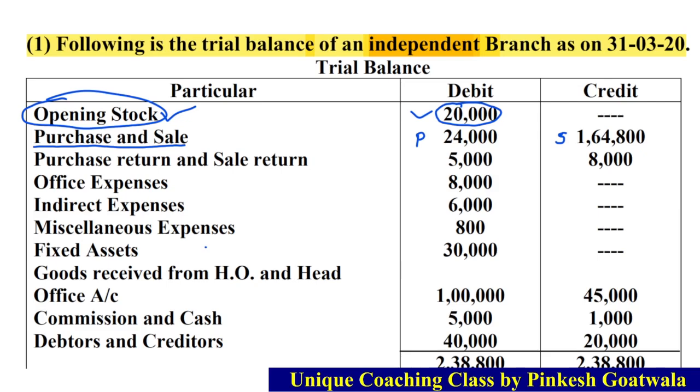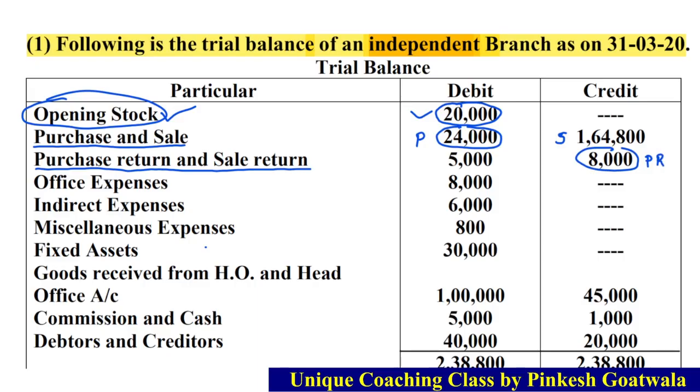Purchase and sell, check for return or not. So look here, purchase return and sales return are also available: 5,000 and 8,000. Also we know which is the purchase return and which is the sell return. Remember, purchase is always debit and purchase return is always credit. So it's a purchase return.